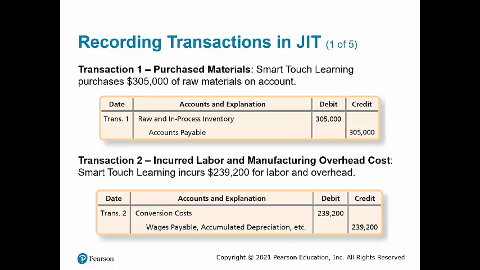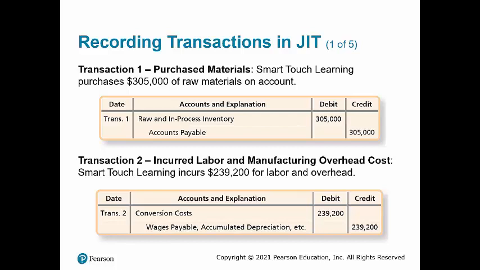On this slide, we're going to look at how to record transactions using just-in-time costing. In transaction 1, we're going to record Smart Touch Learning purchasing $305,000 of raw materials on account. Notice that the debit is to raw and in-process inventory, and the credit is to accounts payable for $305,000.